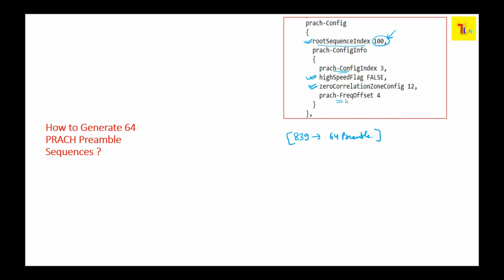Now we will try to understand, and I will take one example also to help you understand this. Try to understand what the zero correlation zone's role is in this. Zero correlation zone is one of the settings that controls how many cyclic shifts a mobile, or your UE, is going to create from one ZC sequence. Let's take an example to understand what exactly this means.